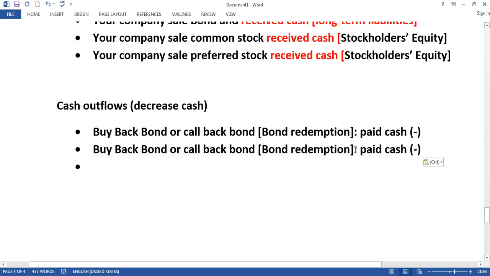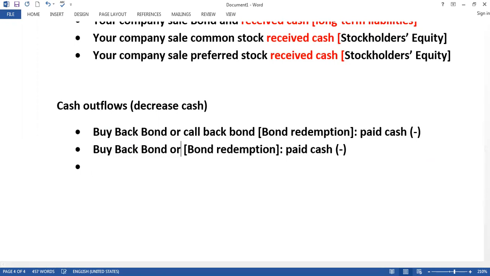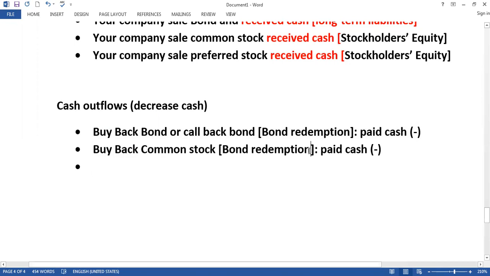Not buyback bond. It is something like buyback common stock. Can you remember, when you buy back common stock, what is the accounting terminology? Your company buys back common stock. What is the terminology? Can you remember? You don't remember?